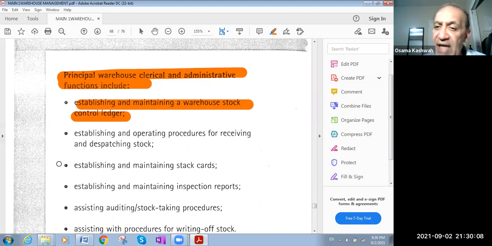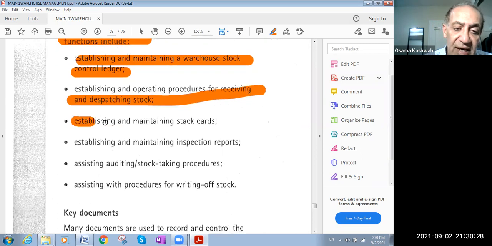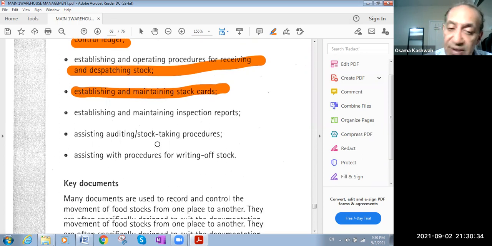So that at any moment, I will know my balance for each item inside the warehouse. I will know each item exactly. Establishing and operating procedures for receiving and dispatching stocks. Establishing and maintaining stack cards. This is very important: the stack cards for each unit, like I said.